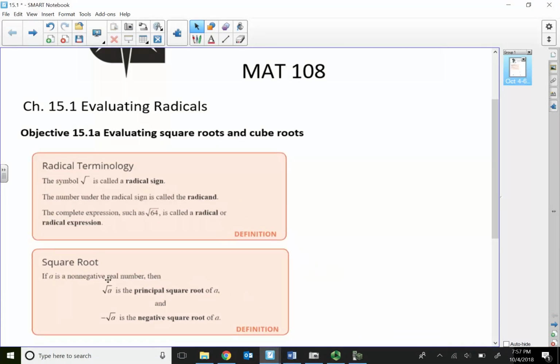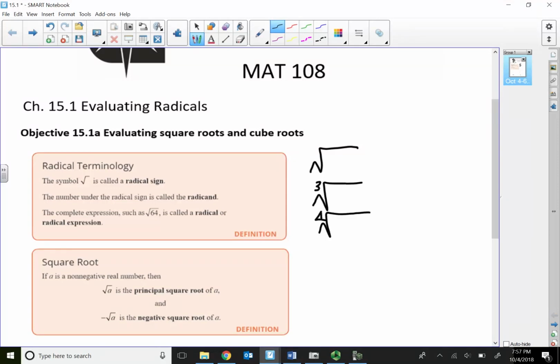The radical, for most students, is known as the square root. It's actually more than just a square root. We can have a cube root, we can have fourth roots. Every time we're talking about roots, that is considered a radical. So here are some quick examples of radical signs.